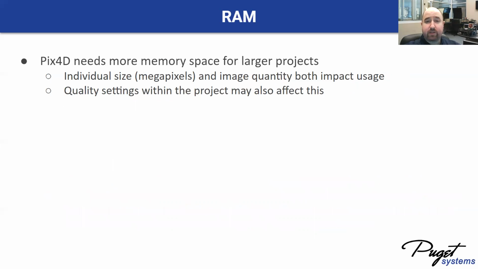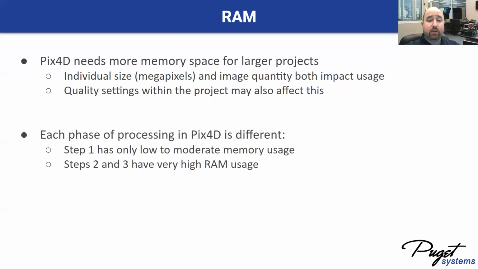Pix4D is very memory intensive. It needs memory depending on the size of the project, which is affected both by the size of the images you're using, how many megapixels they are, and the number of images you're dealing with. And they can also be affected by quality settings. If you go in and customize instead of just using one of the standard presets like 3D maps or 3D models, you can adjust settings, and some of those will also affect how much memory is used. So to break it down a little further, step one actually only has fairly low to moderate memory usage. Again, remember that step is also using the GPU a lot. But when you get to steps 2 and 3, they have very, very high RAM usage.